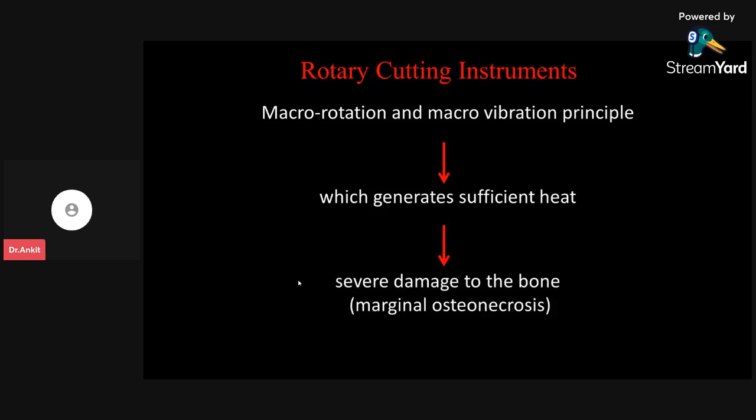How? Let's see. Basically, in rotary cutting instruments there is a macro rotation and macro vibration principle. What is that? It generates sufficient heat, and it does severe damage to the bone, which results in marginal osteonecrosis.